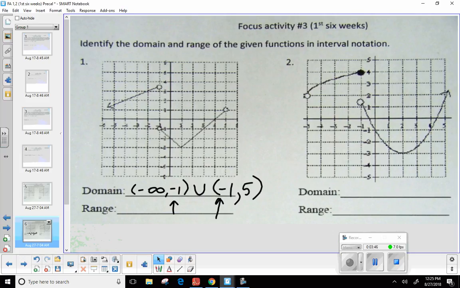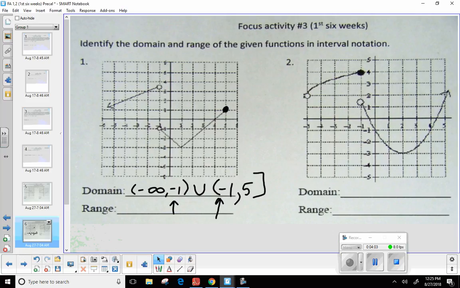Oh, we're talking about the open and the closed circle. So, for example, had this branch ended in a closed circle, well, that tells me 5 is part of that set, so I would have put a bracket. So it really depends on those open or the closed.